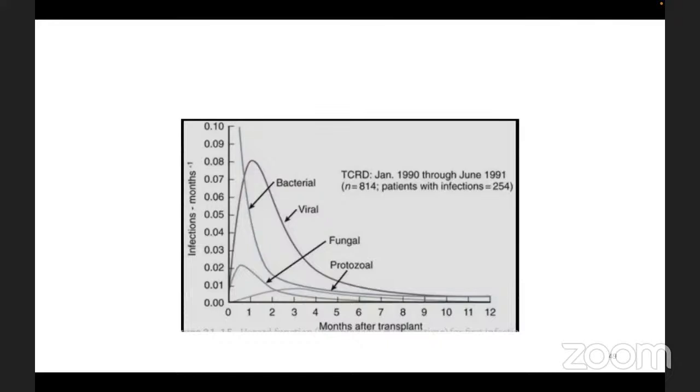This slide demonstrates the most common involved pathogens and infections. Bacterial infections are usually expected within the first month post-transplant, but then viral infections dominate.